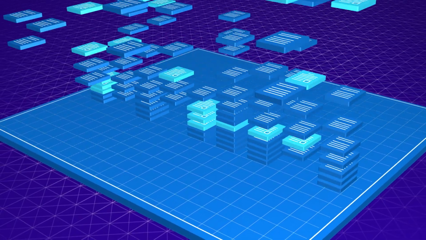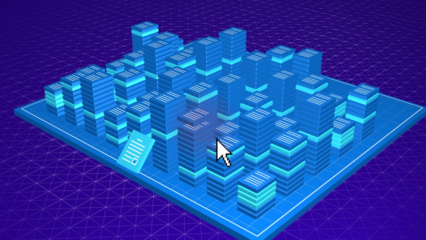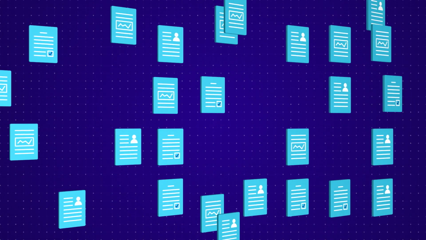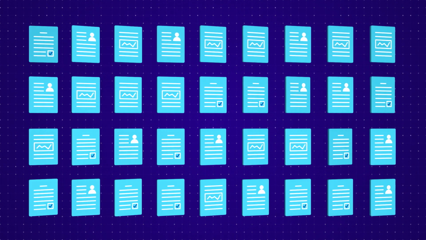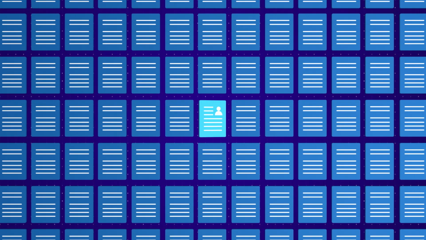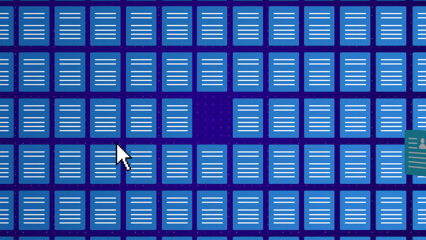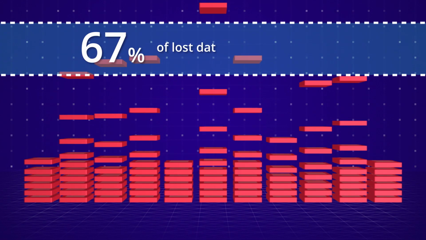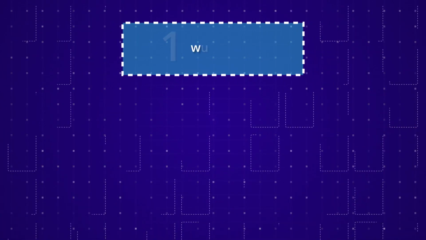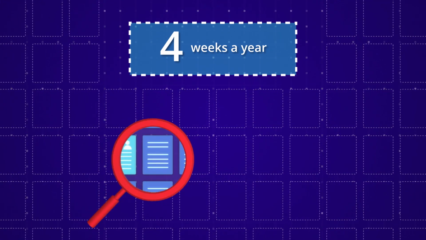As your organization grows and data keeps piling up, managing records manually seems like a total waste of resources. Even if you manage to get users to segregate records from other data and categorize them, how can you ensure they don't miss any files or simply select the first label on a drop-down list? You can't. In fact, 67% of lost data in records management is due to user errors, and the average organization spends 4 weeks a year searching for misfiled information.